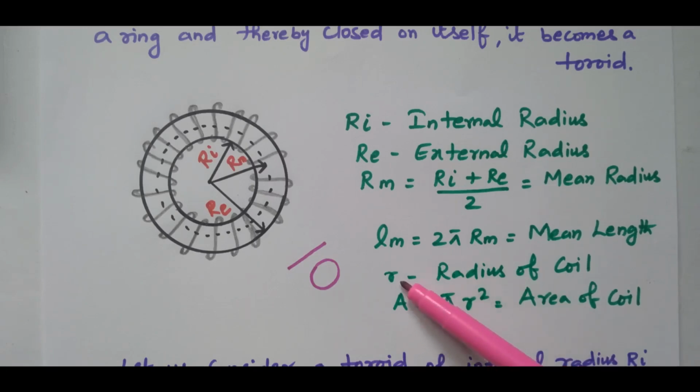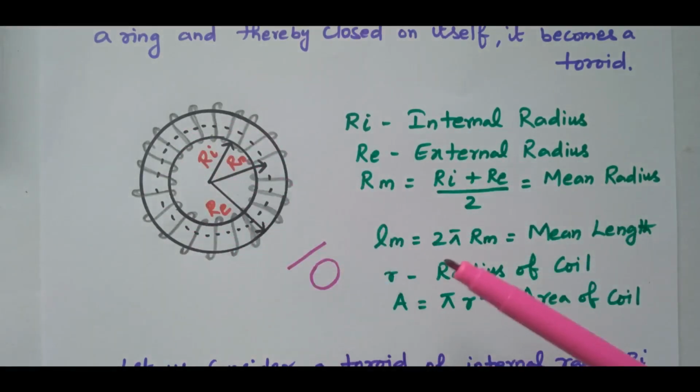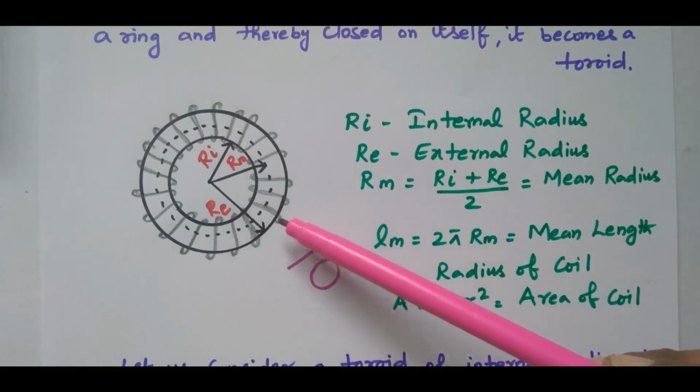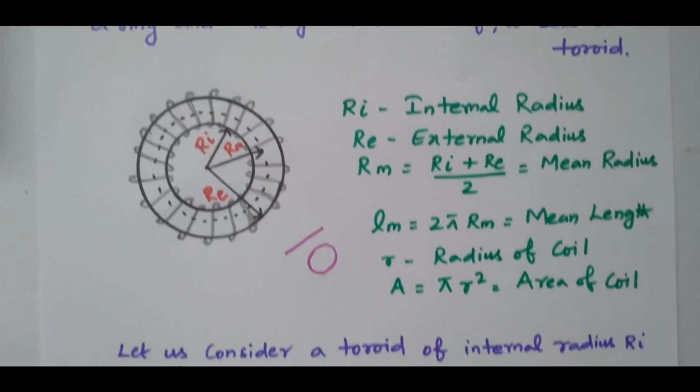Then the small r is nothing but the radius of this coil. Here the coils are available. The radius refers to the radius of the core. The small r refers to the radius of the coil. Then the area of the coil is pi r square. Area of the coil is pi r square. Right? So this is the detail about that. Now we'll see the description.